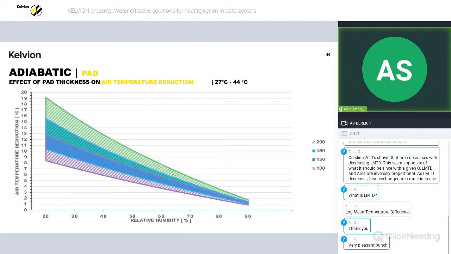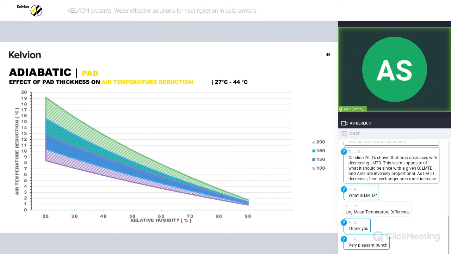200 mil pad. So this means that at 27 degrees Celsius, 20% relative humidity, we would go from 27 degrees down to 14.2 degrees effective air on. At 44 degrees Celsius and 20% humidity, the air temperature reduction in this case can be as much as 19 degrees Celsius, bringing the ambient down from 44 degrees to 25.